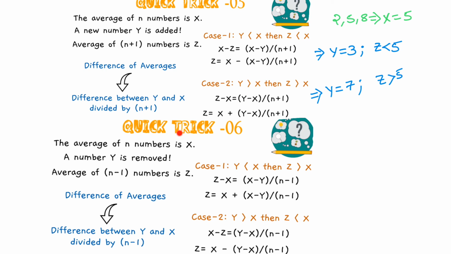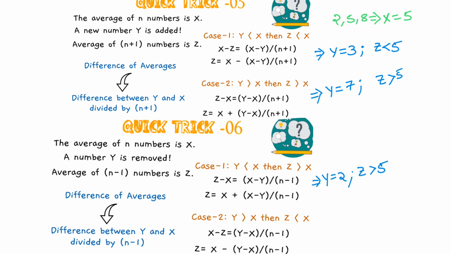Next, come to case 1 in trick 6. Here, I'm removing this number 2 from this group. So, that removed number is to be taken as y. y is equal to 2. And if I'm taking the average of the remaining two numbers, that average z would be obviously greater than the existing average.